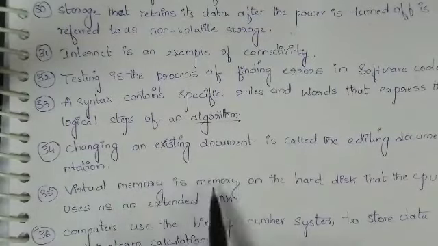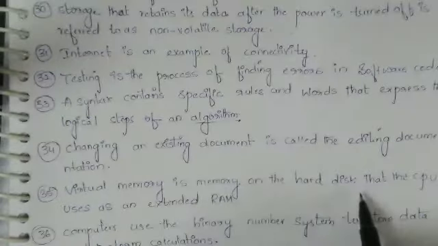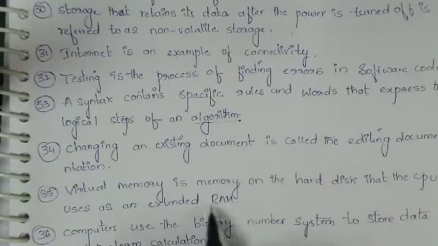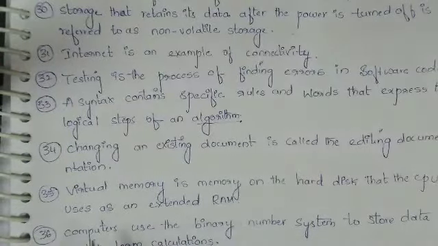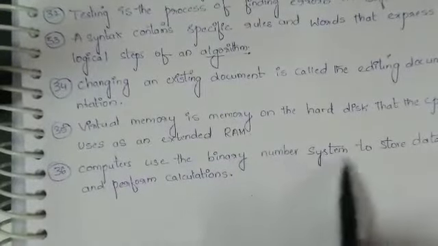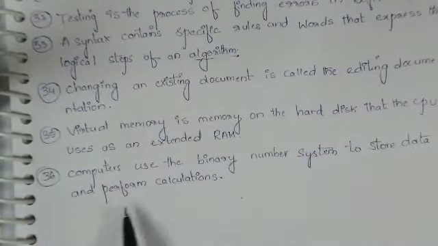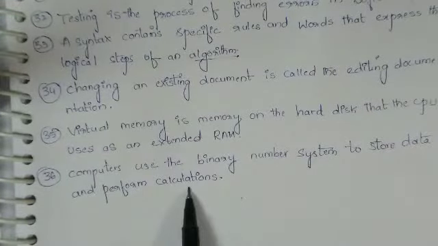Virtual memory is memory on the hard disk that the CPU uses as an extended RAM. Computers use the binary number system to store data and perform calculations.